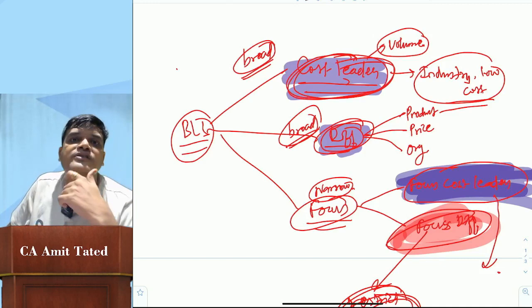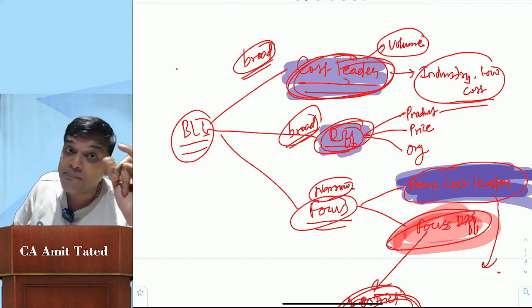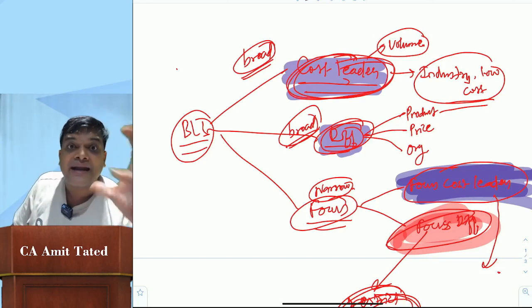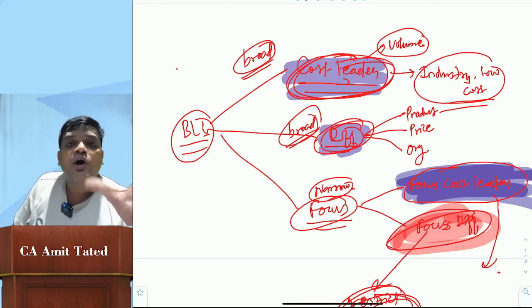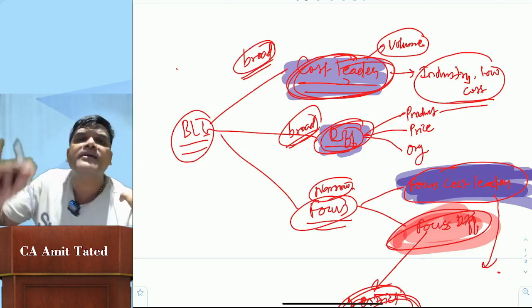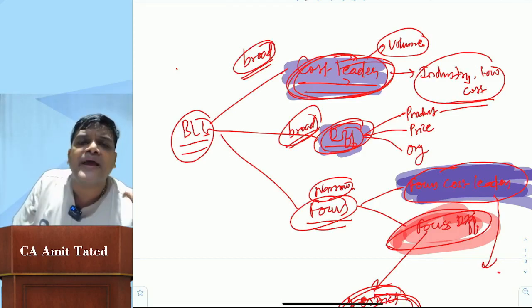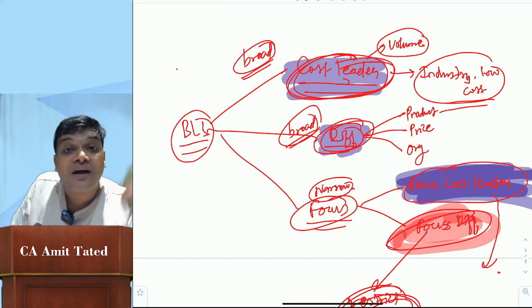Now this is called focus differentiation. Please understand, I am giving a good feature compared to others. That is called differentiation. But I will say online hi milega. Okay, sir, example. Amit Tated, if you want to study from Amit Tated, he will teach only in Mumbai. Nowhere else. I will only teach in Mumbai. Now this is called a concept of focus differentiation.